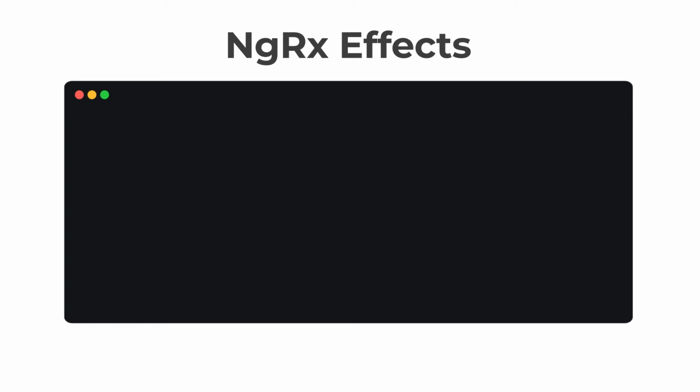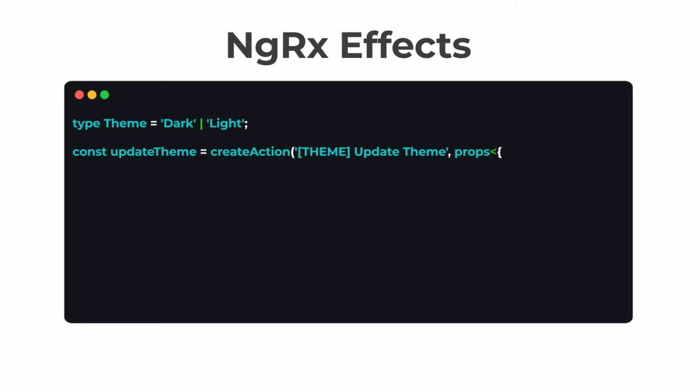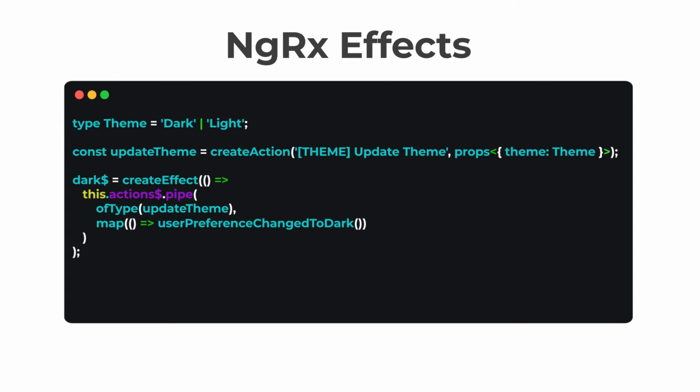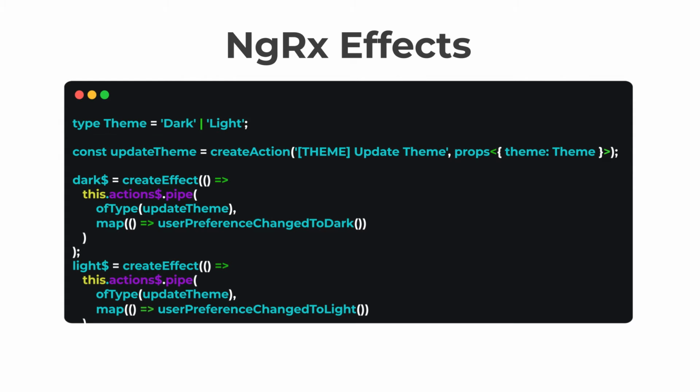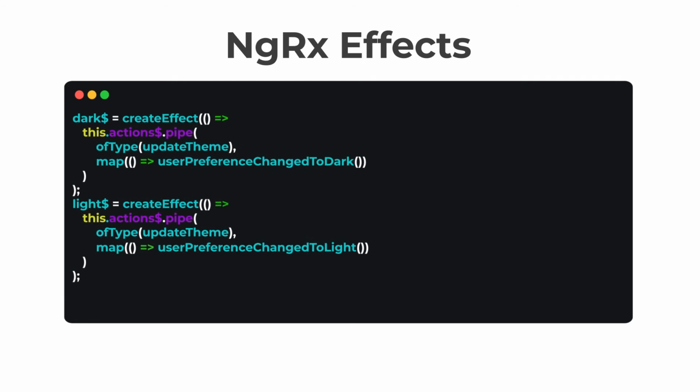Let's say we have an application that needs to support both light and dark themes. Create a new action called update theme that takes in a prop of type theme, which is just a string of either dark or light. Then create an action called user preference change to dark and user preference change to light, which won't need to take in any props. Now create two different effects that listen to that action called update theme, which will then dispatch the corresponding action used to uniquely identify the user's theme preference.